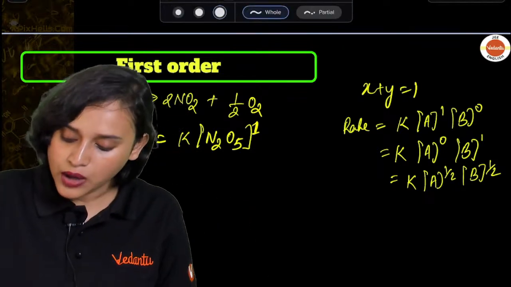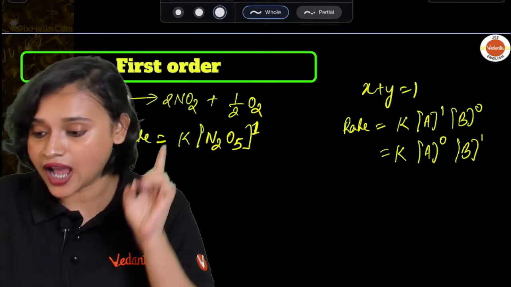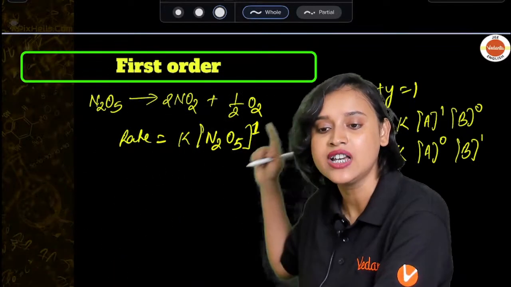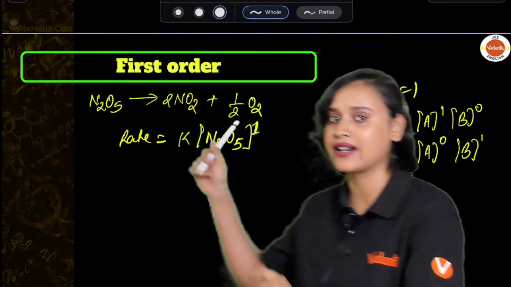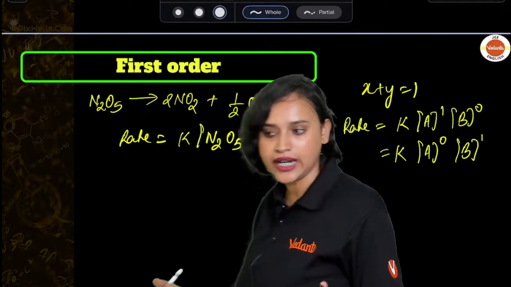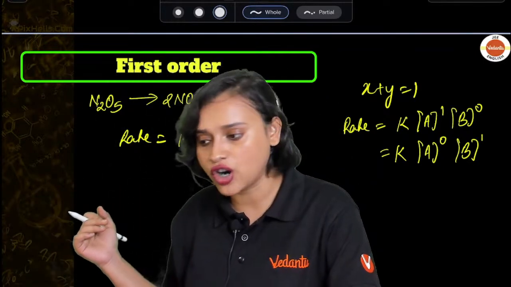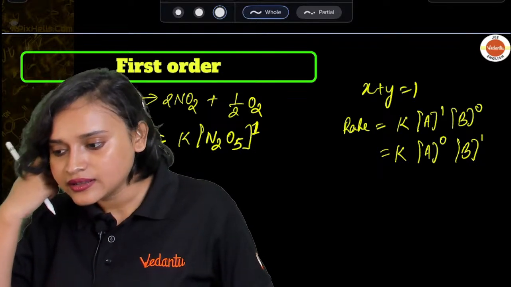This is for your sake to understand this. So these are the things that can happen. Similarly, if I have K N2O5 to the power 1, that means the rate is proportional to N2O5 to the power 1, so the order of the reaction is also first order. Am I right, everybody?